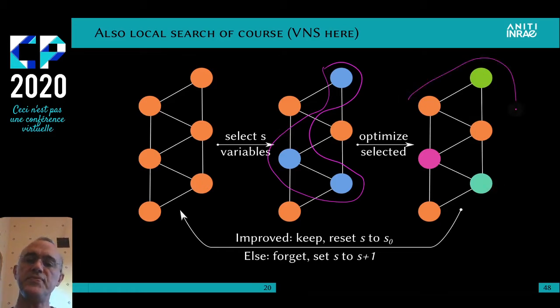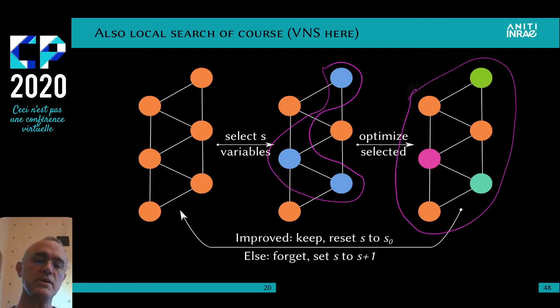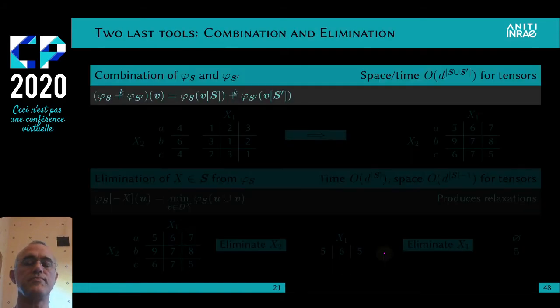And if this assignment we reach is better than the original one in terms of cost, we use this new assignment and we reset the size of the set of variables to an initial small value S0. If instead this assignment has not improved, we forget it and we increase the size of the neighborhood going from S to S plus 1. This is how VNS works.